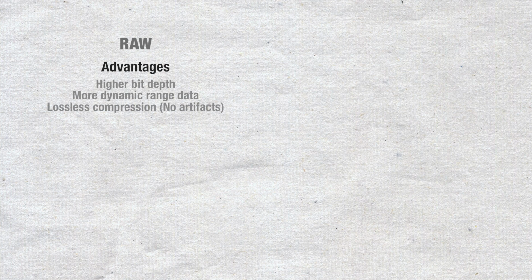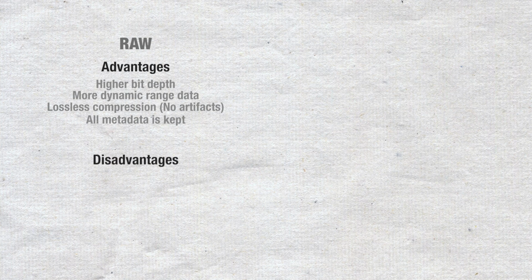However, there are drawbacks. I will now list the advantages of the RAW format as well as the disadvantages, followed by the advantages and disadvantages of JPEGs. Advantages of RAW. RAW files usually have higher bit depth, allowing them to store more color information. RAW files have a lot of dynamic range information. RAW files make use of lossless compression, so no strange artifacts. And all camera metadata is stored.